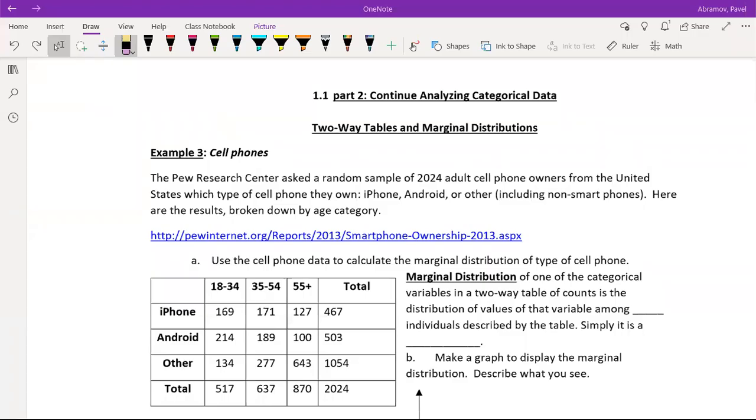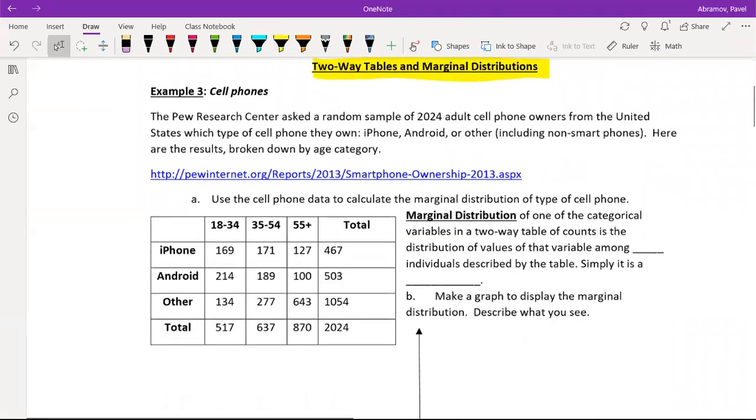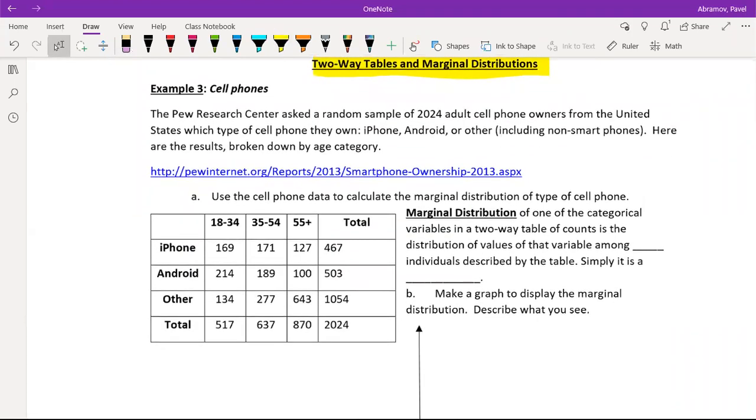Okay, so welcome to part 2 of 1.1 section, where we're going to continue talking about analyzing categorical data, and we are going to discuss something called two-way tables and marginal distributions. So we'll start with an example where we'll discuss what is a marginal distribution and continue discussing how we can represent different types of distributions with categorical data.